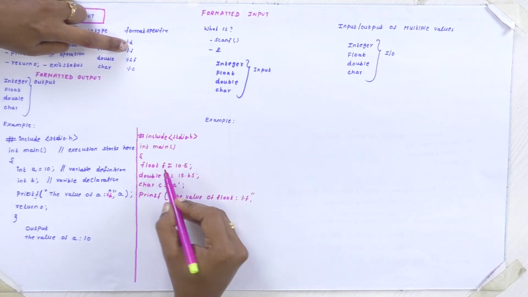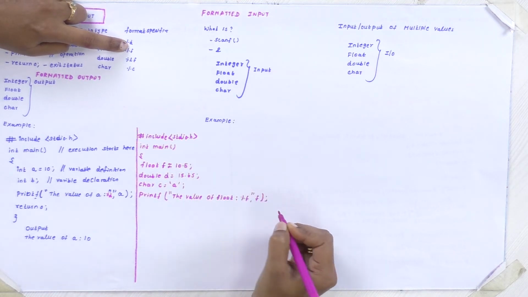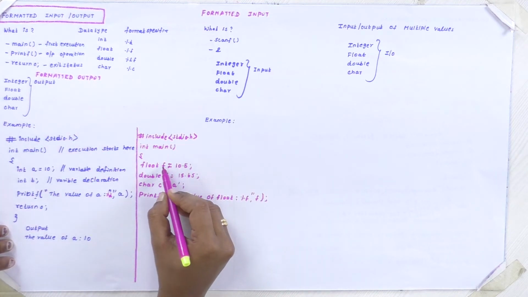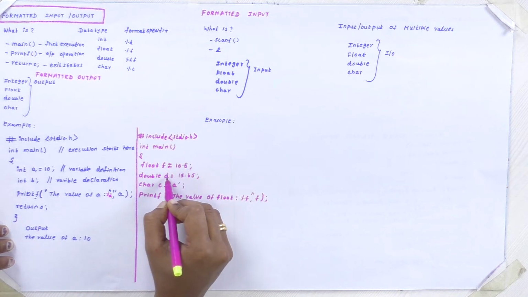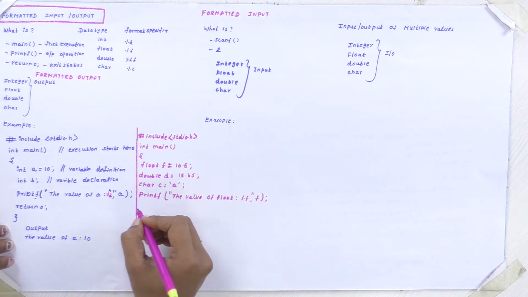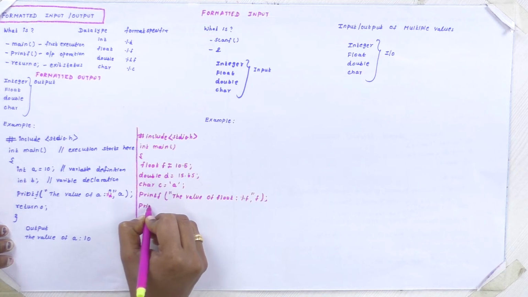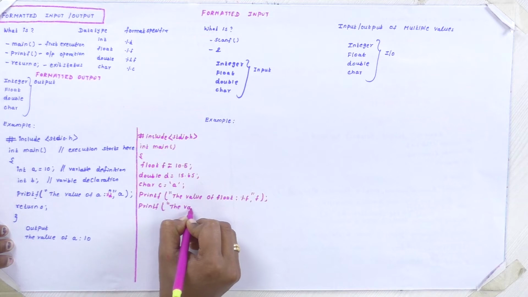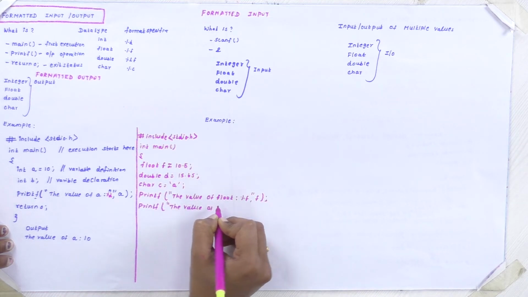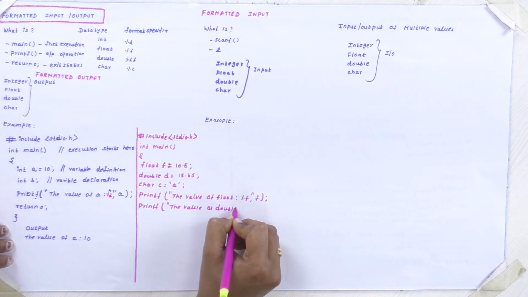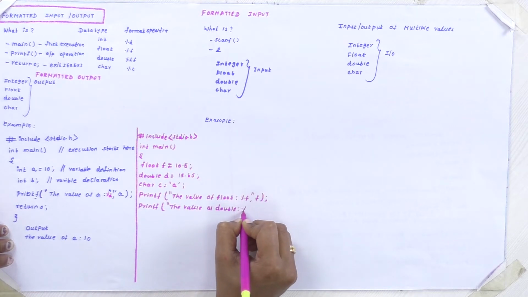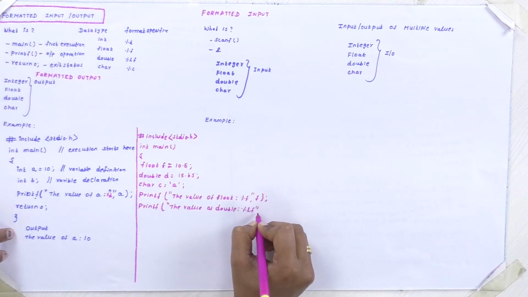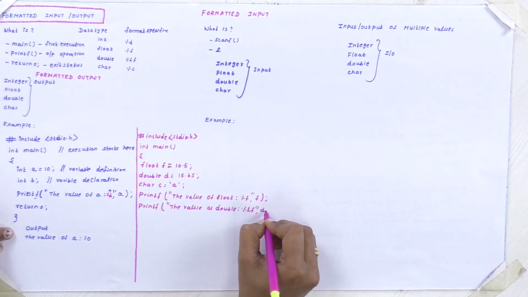What is the variable declared here? f. So these are all user defined. f, d, c: f equal to 10.5, d and c, these are all user defined variables. Next I am going to print the value of double. So here the format specifier for double is %lf. So variable name d.